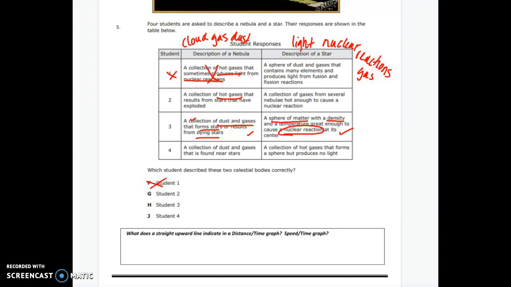And number 4, a collection of dust and gas found near stars. No, they're not necessarily near stars, and that produces no light. That's definitely not the answer. So by far, our best answer is going to be student number 3.